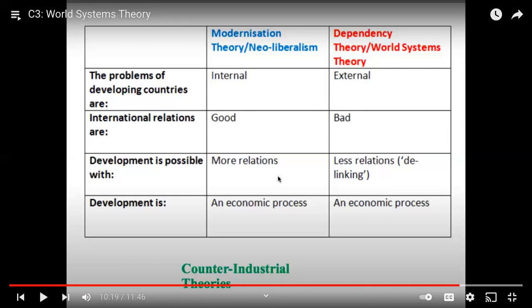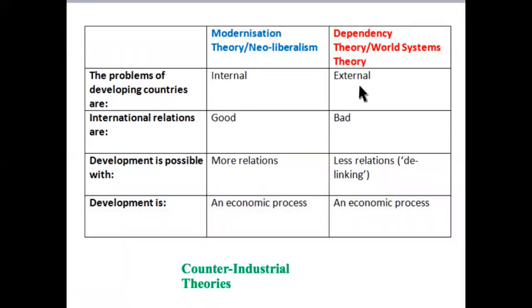sa mga smaller countries. Both dependency theory and world systems theory place more emphasis on the external problems that poorer countries face. In other words, the way in which they've been exploited by other countries. So whereas modernization theory and neoliberalism would argue that international relations, and especially more trade, is good for the developing world, both dependency theory and world systems theory argue that in the current system, these things are bad and just involve exploitation. And that means that from this perspective, what is needed for poorer countries to develop is not more relations with the rich world, but less relations. They need to become de-linked, to use the jargon, from the global capitalist economy if they're really to achieve development.